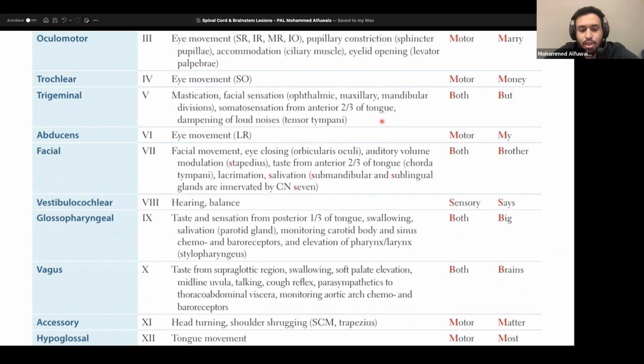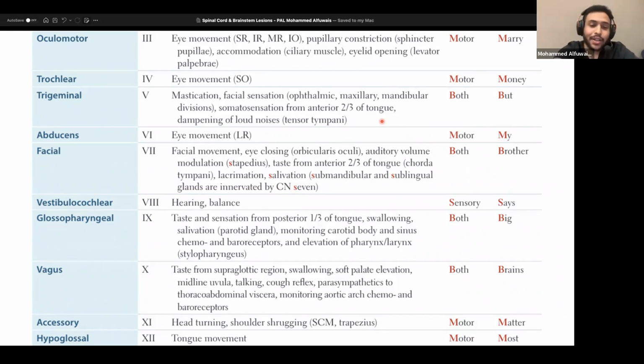Okay, difficulty swallowing. Swallowing depends on all the functions of the pharynx and laryngeal muscles. If you have loss of them, you won't be able to swallow properly. So you have difficulty swallowing, which is dysphagia. An important thing is the uvula. You need to look at the uvula because it deviates when you have lesions.